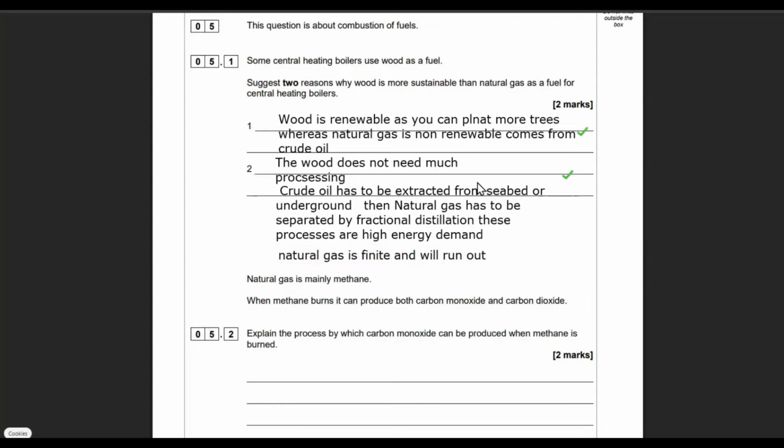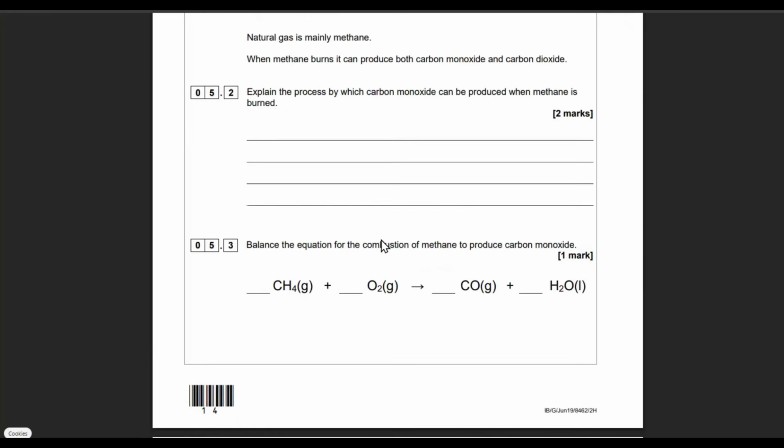There we go. Both of them release carbon dioxide and water when you burn them, but you would probably say that you get more pollutants from natural gas. You might get some sulfur dioxide and some other things when you burn it. Okay, let's move on. Natural gas is mainly methane. When methane burns, it can produce carbon monoxide, sorry, and carbon dioxide.